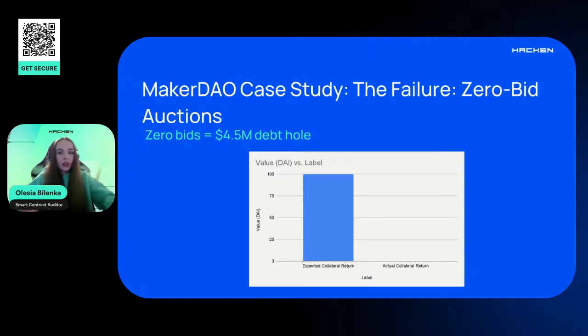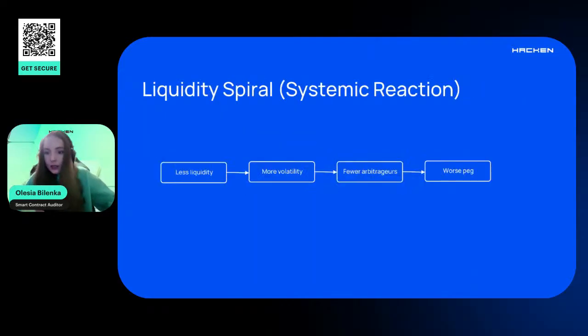$4.5 million debt hole. And it was a direct result of broken feedback under stress. So it is a perfect example of the second pattern, which is a bad reaction to market updates. Each feedback failure here worsened liquidity, volatility, and confidence. Less liquidity led to more volatility, fewer arbitrages, and an even weaker peg. So it was like a self-reinforcing spiral.